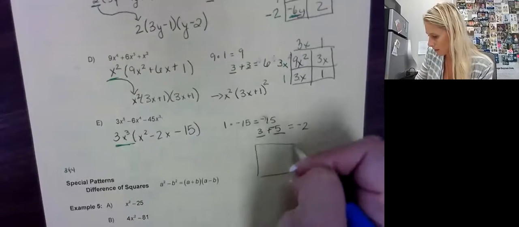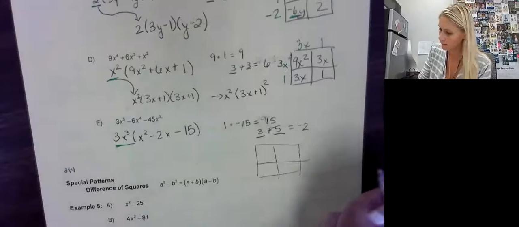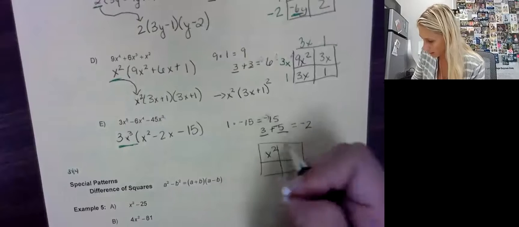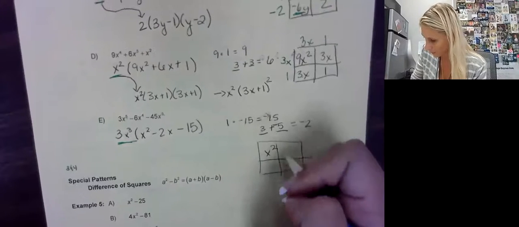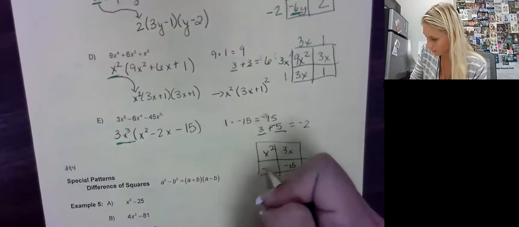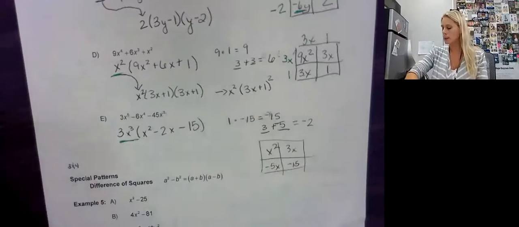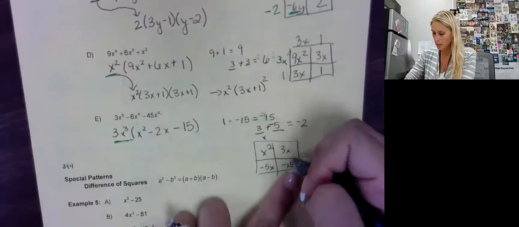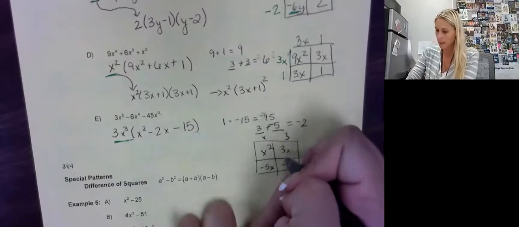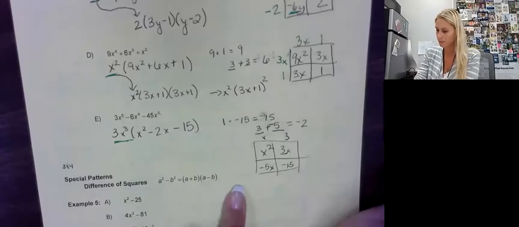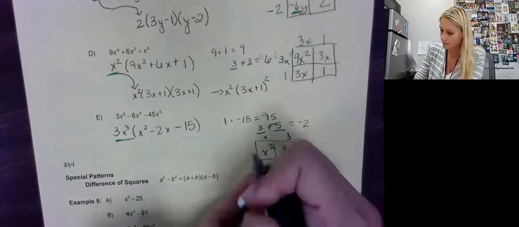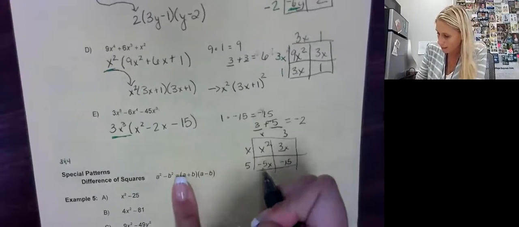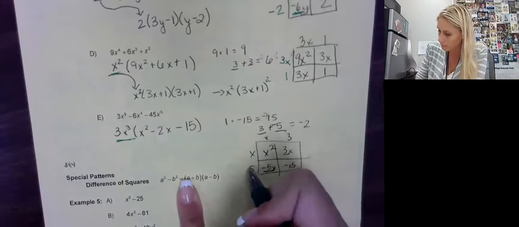Make our box. Okay. We have x squared here, negative 15 here. We have a 3x, negative 5x. Okay, let's see what's in common. On the left, only thing in common is x. On the right, what's in common? 3. It's a positive 3 since this top one's positive. On the top, what's in common? X. On the bottom, what's in common? Well, 5, but it's negative because that one's negative.